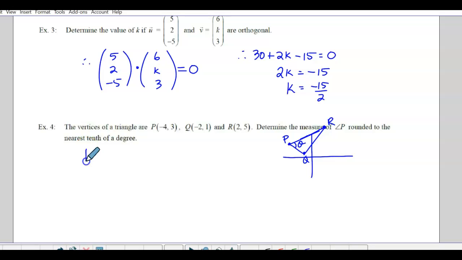So PR is going to be 2, 5 minus negative 4, 3.